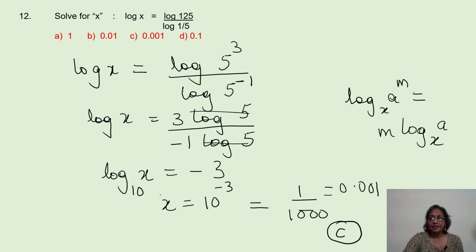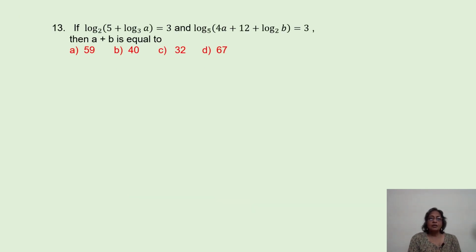Let's take the next sum. Log of 5 plus log a to the base 2 is equal to 3. Log of 4a plus 12 plus log b to the base 2, the whole thing to the base 5 is equal to 3. We need to find the value of a plus b.